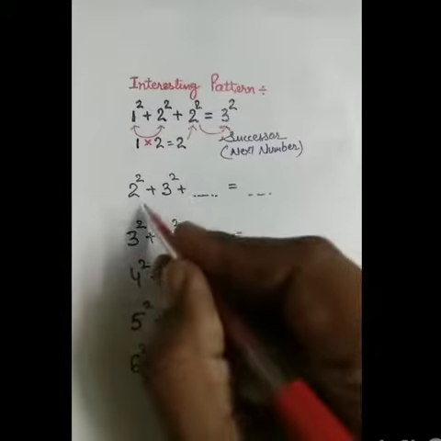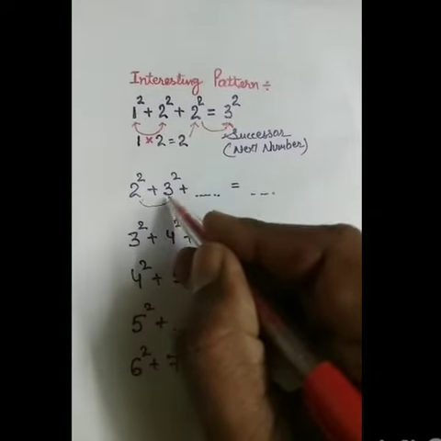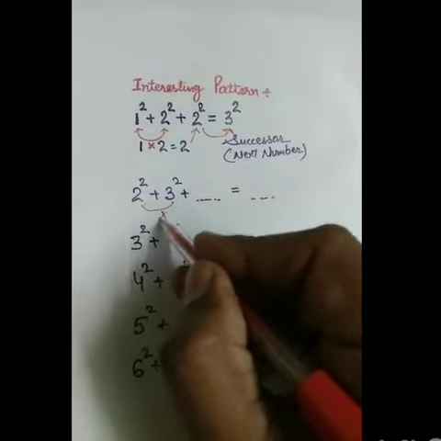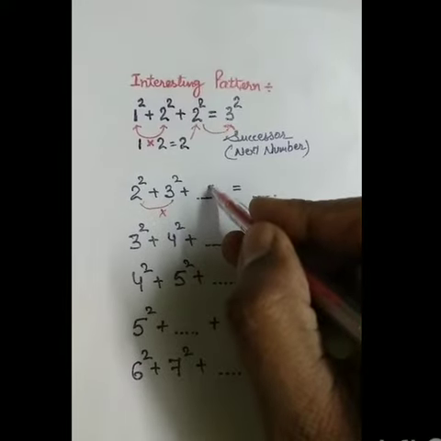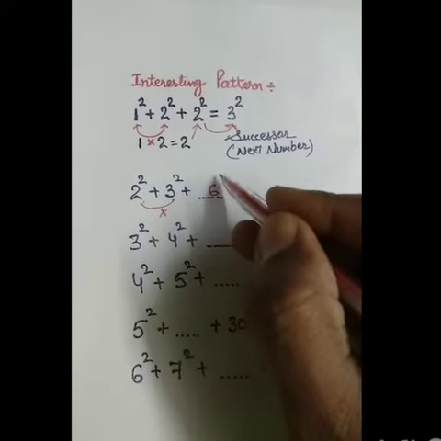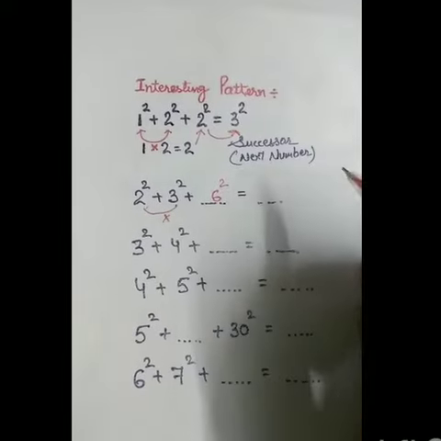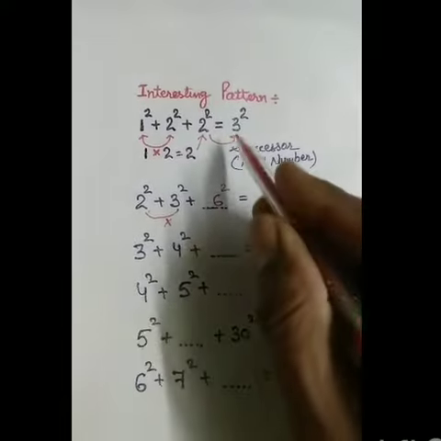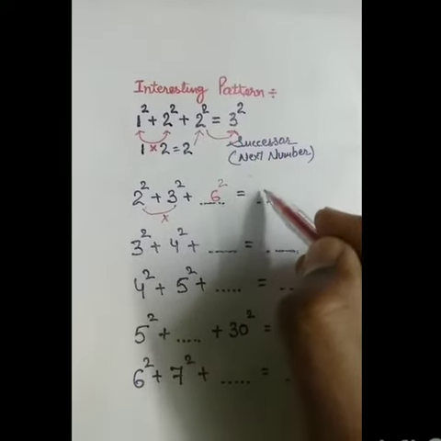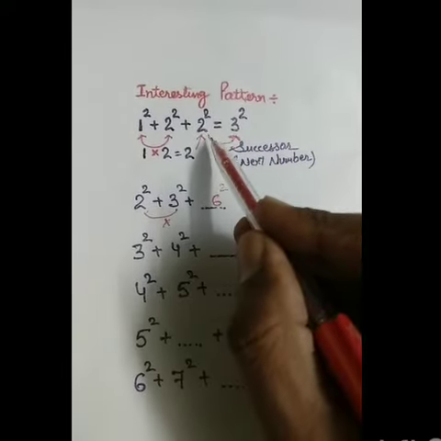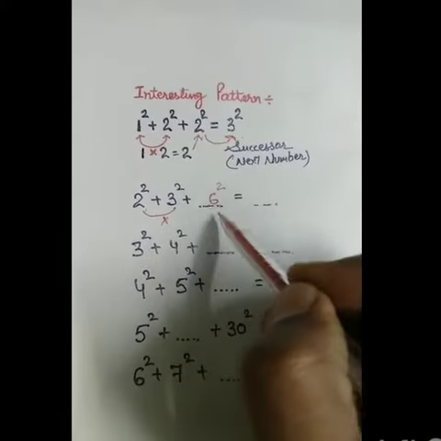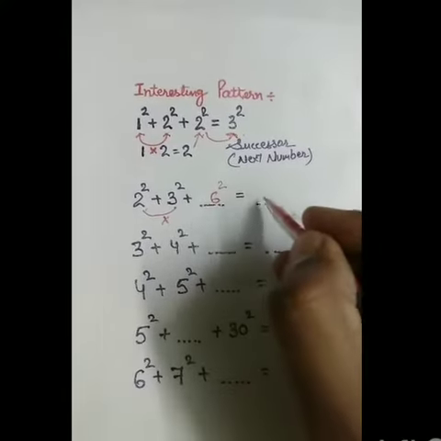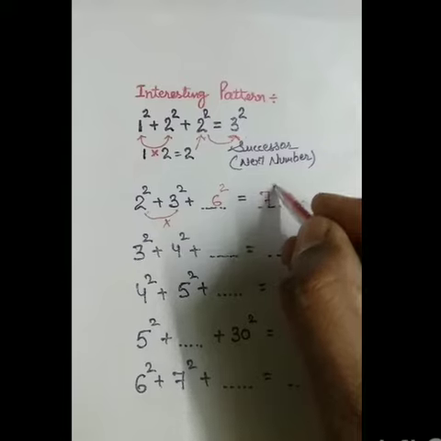So when we multiply these bases, 2 into 3, it is 6. So it becomes square of 6. So the next term, that is the right hand side, is the successor of this number. So therefore the successor of 6 is 7.